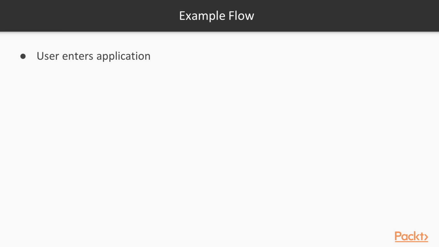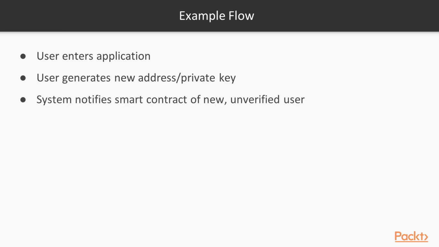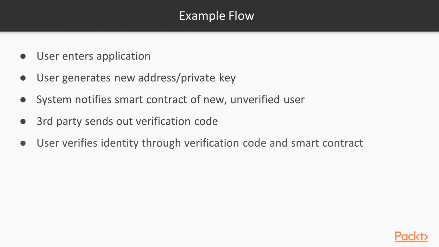So let's sketch out an example flow here. To verify an identity, what you could do is a user enters your application. The user generates a new address, a new private key with MetaMask or Geth or any other provider. Now your backend system could notify the smart contract of a new unverified user. Your third party, such as Twilio, could send out a verification code for SMS verification. Now, as an admin, you can't even see the verification code that Twilio has sent out. Only the receiver will be able to see it. So that way, even when you are the admin, you can't cheat.